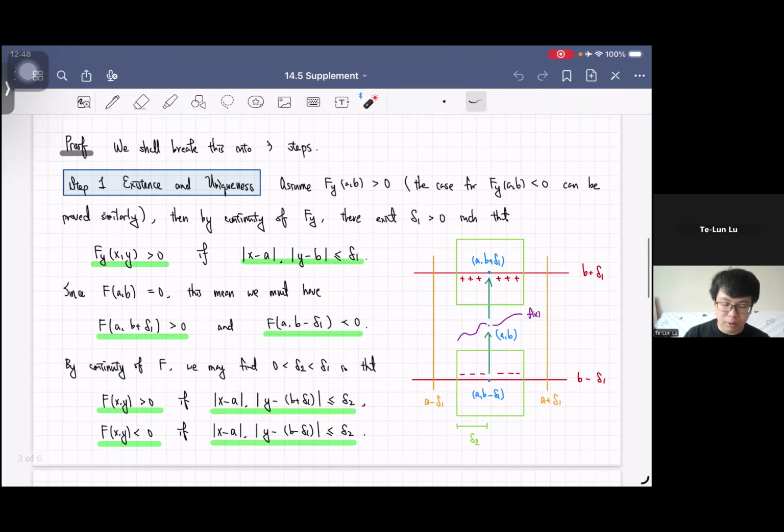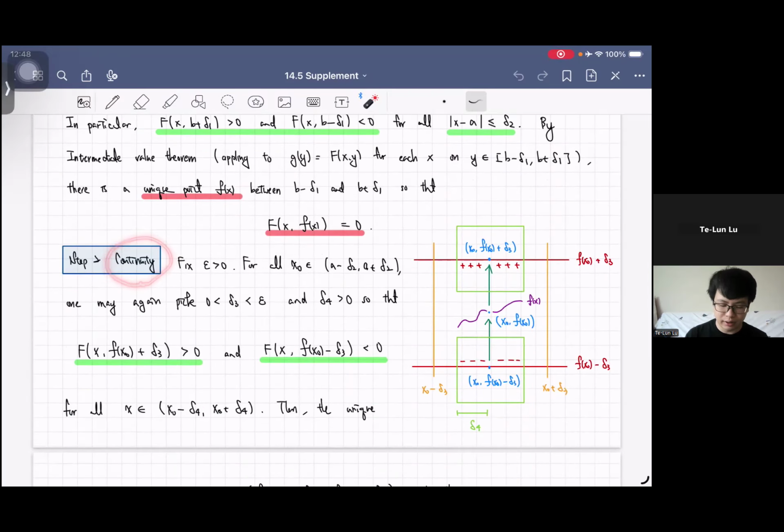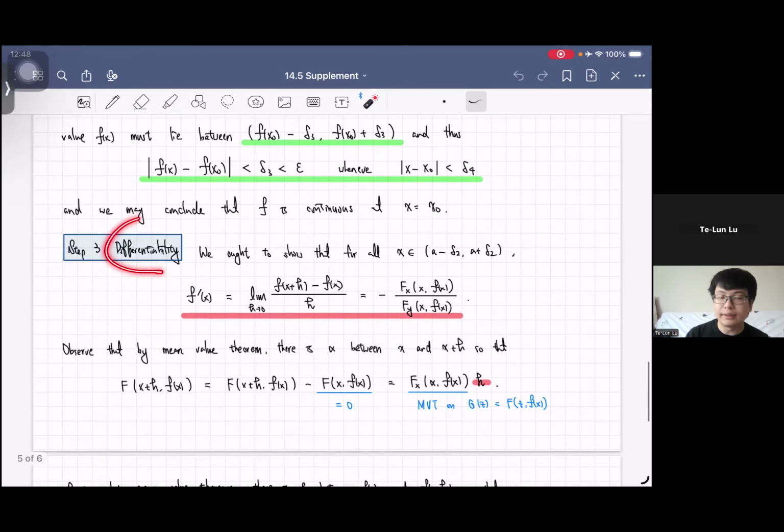Okay, so we'll break it into 3 steps. The first step is showing the existence and uniqueness of the function, little f. The second step is to show continuity of that particular function. And the third step is to show differentiability of that function. Of course, differentiability implies continuity, so the second step might seem redundant, but when we are proving differentiability, we require continuity. That is why we split it into 3 different portions.